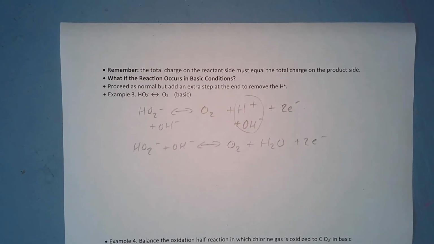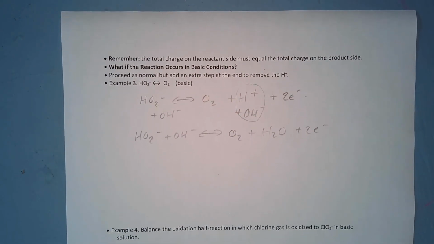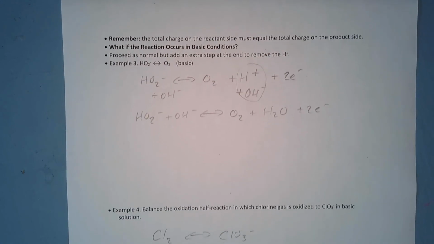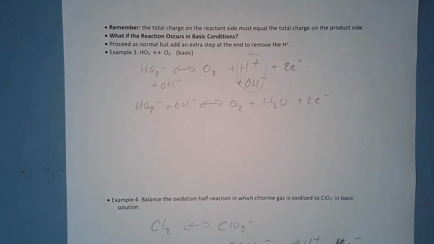Okay, one more here. So chlorine gas is oxidized to ClO3 minus in basic solution. Okay, so this is what we're starting with. Okay, so that's kind of like our skeleton reaction. So first thing, again, we can treat this as if it were acidic, and go through all the steps, and then we'll account for the fact that it's basic at the end.